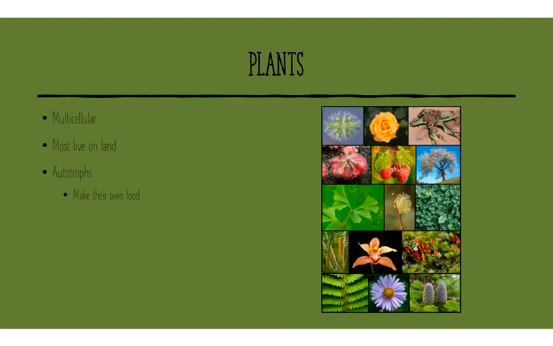We also have plants, and plants are multicellular. Most plants live on land, although some plants do live underwater. And plants are autotrophs, meaning they make their own food. So in this picture here, we see a variety of plants living on Earth.